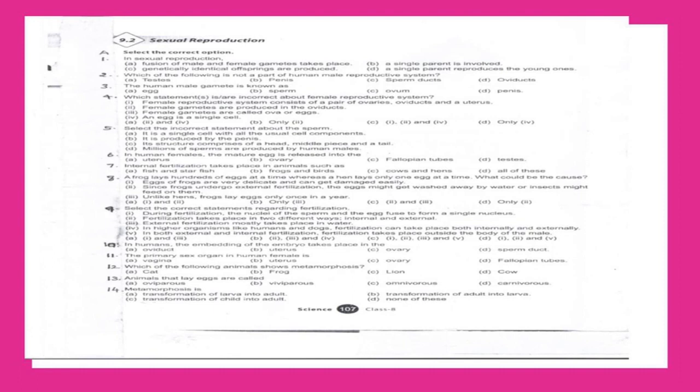Question 9. Select the correct statement. During fertilization, the nuclei of the sperm and the egg fuse to form a single nucleus. Fertilization takes place in two different ways, internal and external. External fertilization mostly takes place in water. In higher organisms like human and dog, fertilization can take place both internally and externally. Fifth one, in both external and internal fertilization takes place outside the body of the male.